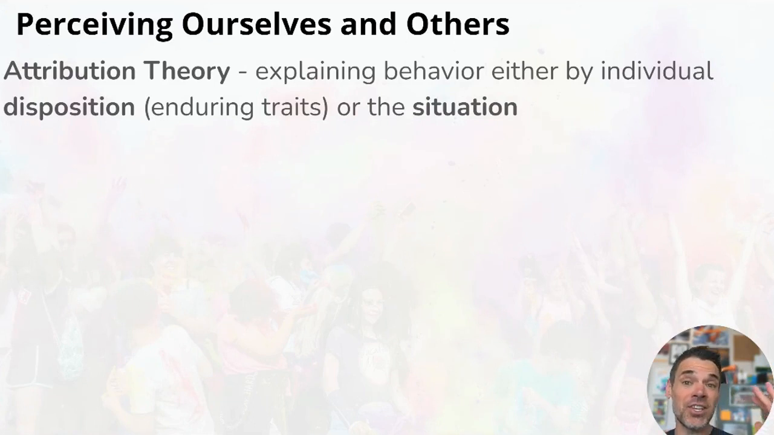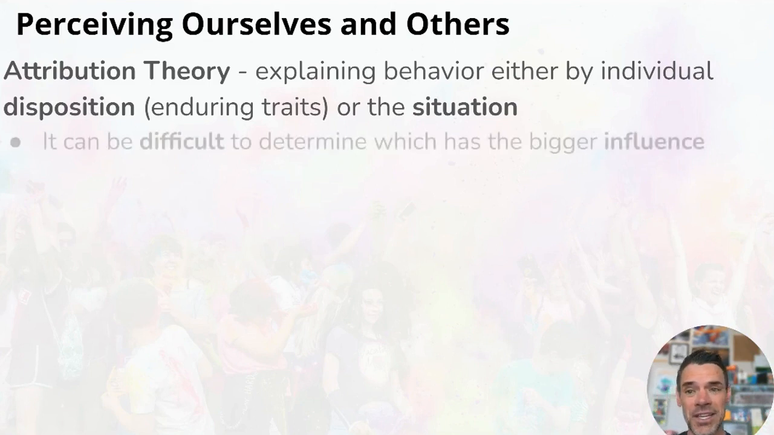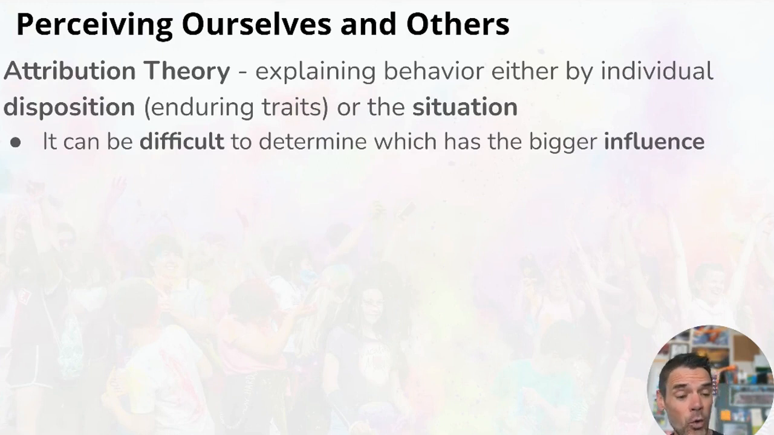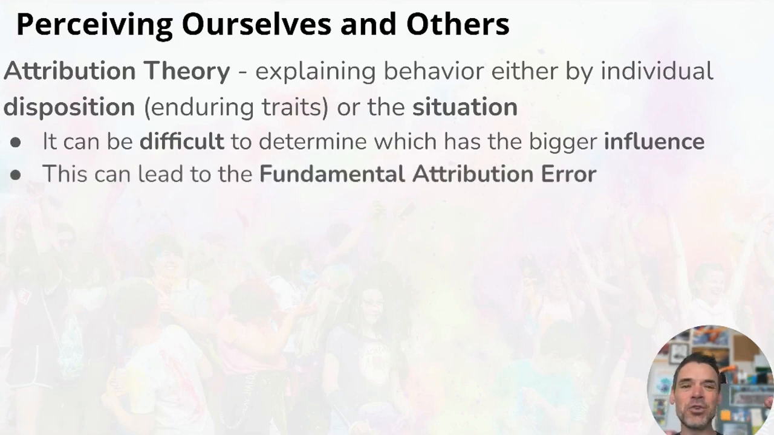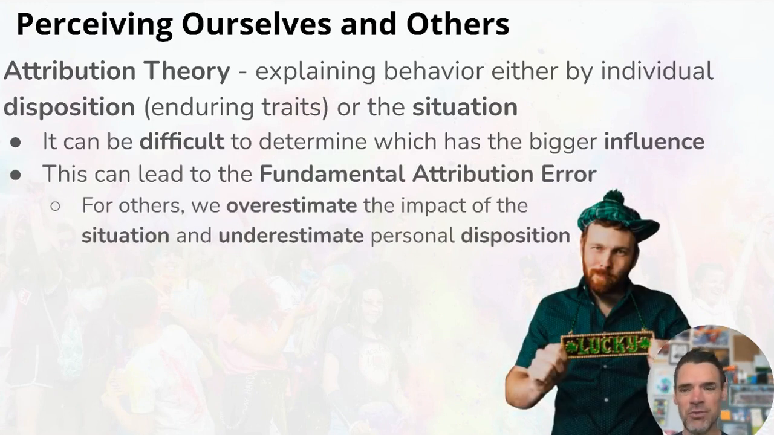And this is really interesting. It's when we explain behavior by either individual disposition, so like character, enduring traits, or the environment, the situation that somebody's in. It can be difficult to determine which one has the bigger influence, the disposition or the situation. This leads to the fundamental attribution error. And this is crazy. We do it all the time.